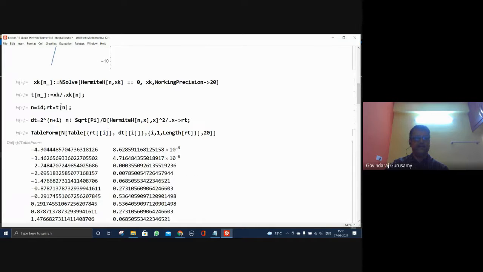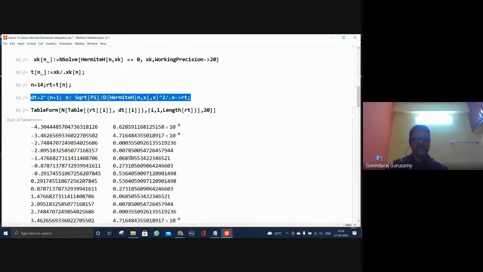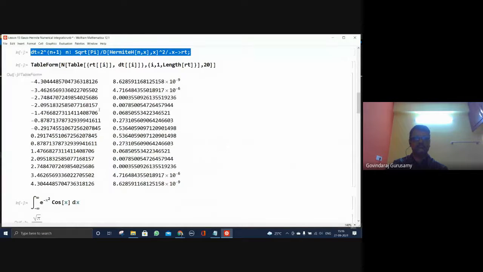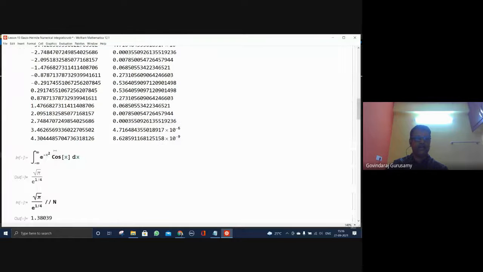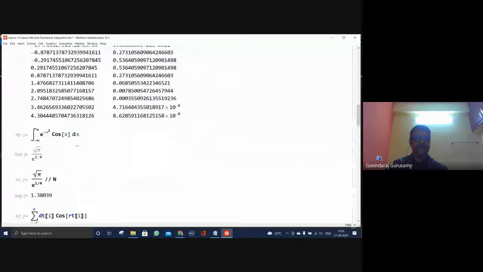Now find the root. I have taken a 14th order Hermite polynomial, H n 14. Then find the roots of that, and all the roots have been found. And then this is the weight function that is there. So you can see the combined weight function. This is for n equal to 14. Maybe you can check there are 14 of them there.